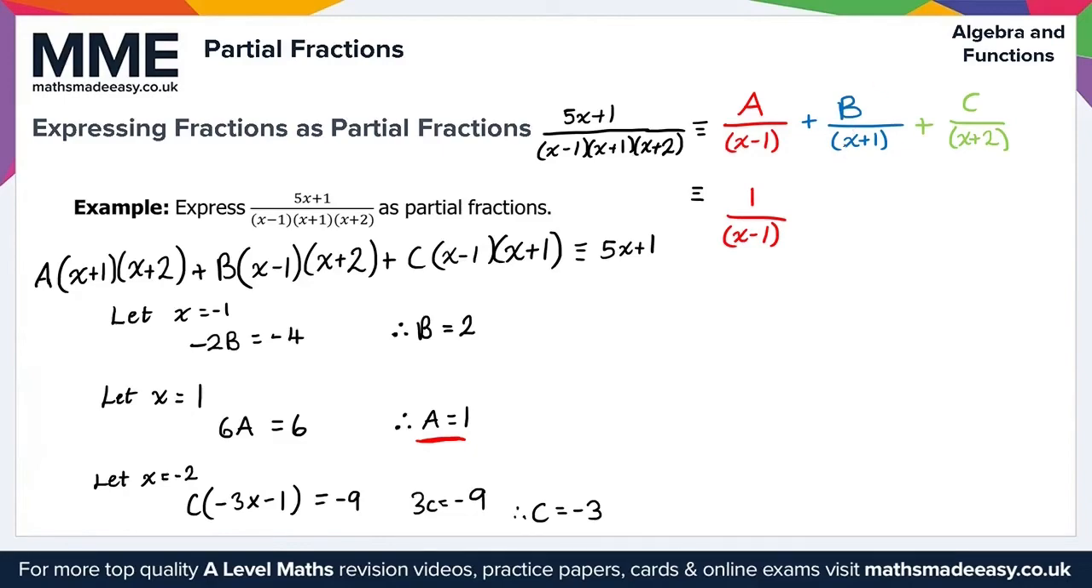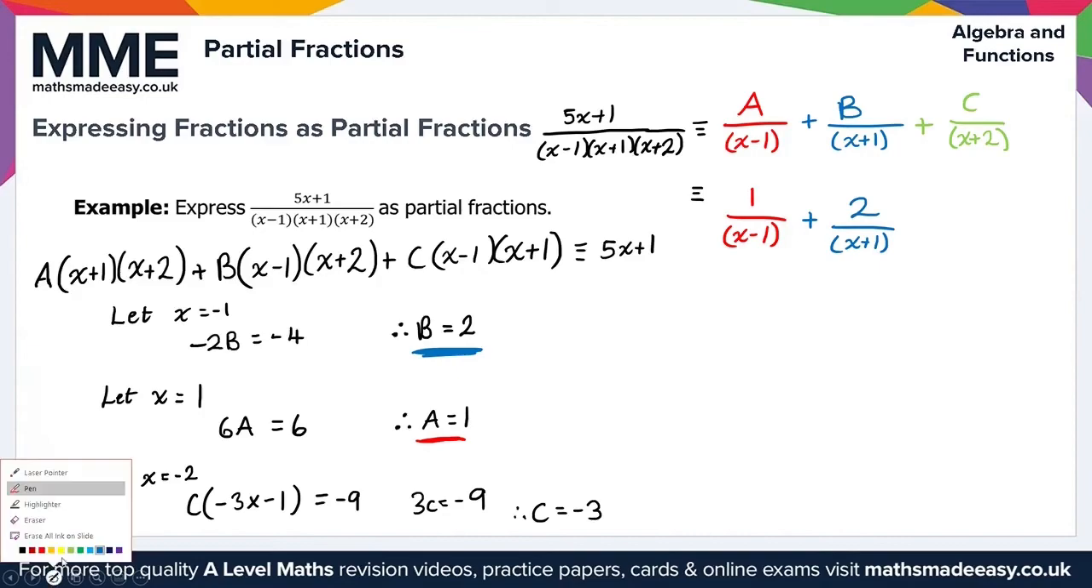Moving on to the b here, b over x plus 1. Well, in that case, the b here corresponds to 2. So we write that as 2 over x plus 1. And finally we have c over x plus 2 here. And notice that c corresponds to this value here of -3. So if that's -3, in that case it's going to be -3 over x plus 2. So just be very careful there for the minus sign. And like we can see then, that gives us our solution there.